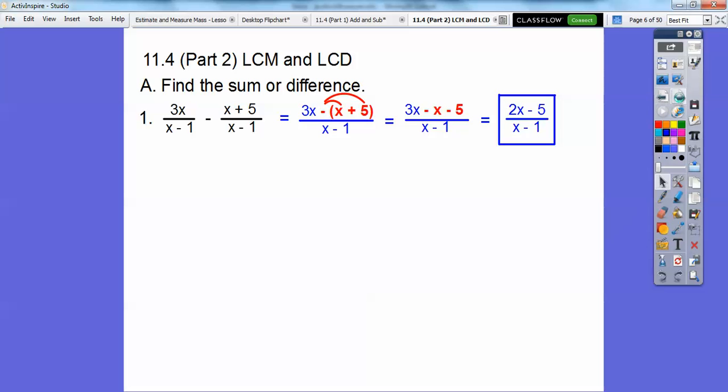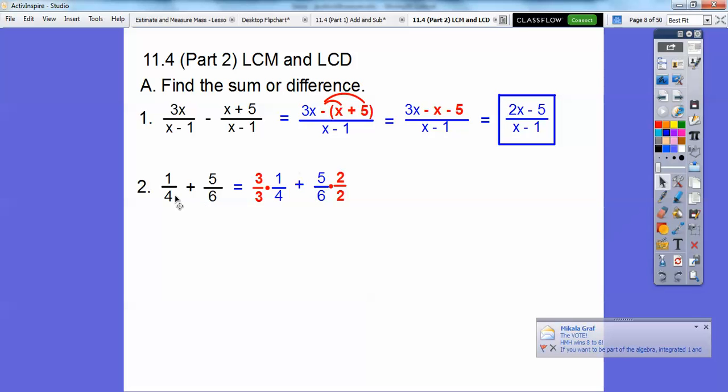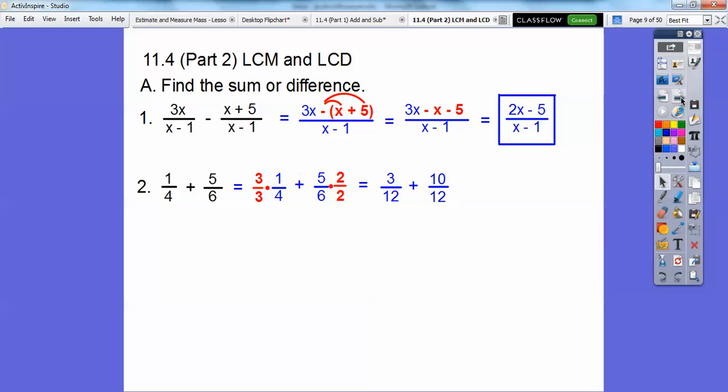All right, do the same with this one. You have to get common denominators, which is 12. So we'll multiply this one by 3 over 3 and this one by 2 over 2. That way I get 3 times 4, which is 12. Here I'll get 6 times 2, which is 12. So 3 times 1 is 3, 5 times 2 is 10. So we get 3 twelfths plus 10 twelfths. And when we add those together, we get 13 twelfths.